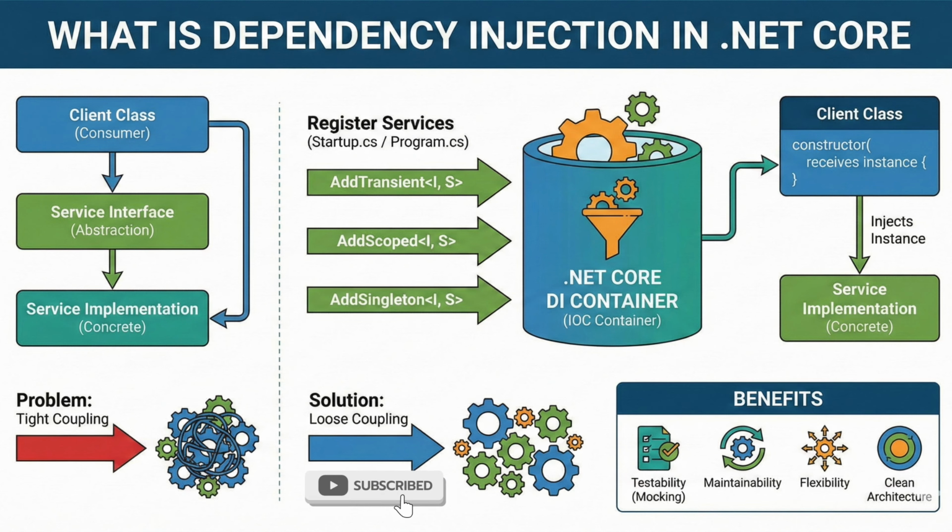How the flow works. 1. Service interfaces and implementations are registered in the DI container. 2. The client class requests a dependency via its constructor. 3. The DI container resolves and injects the required service. 4. The client uses the service without knowing its concrete implementation.